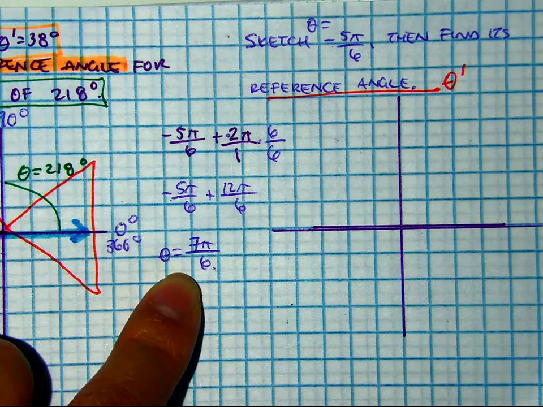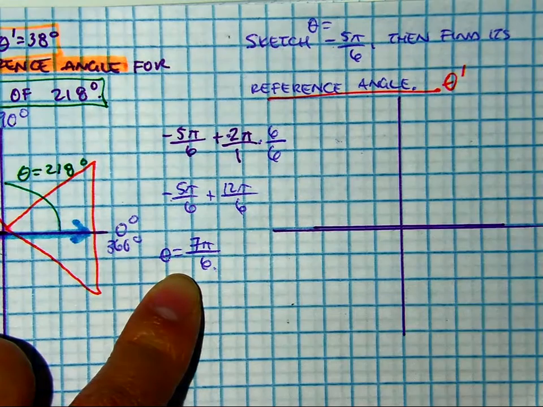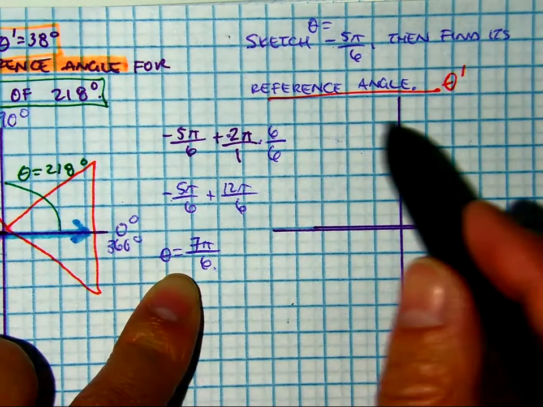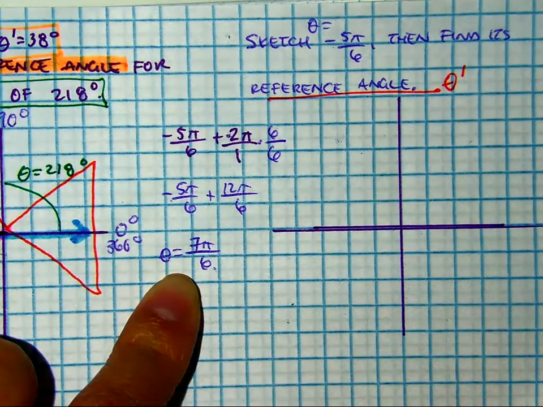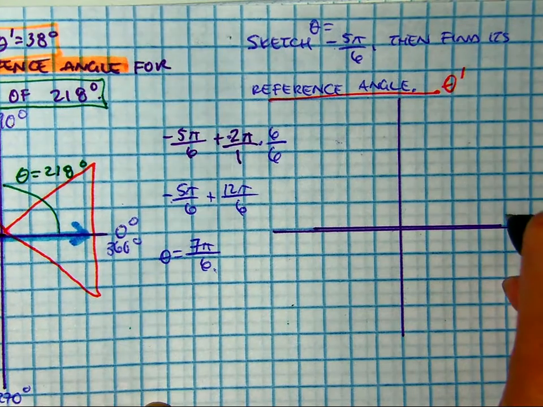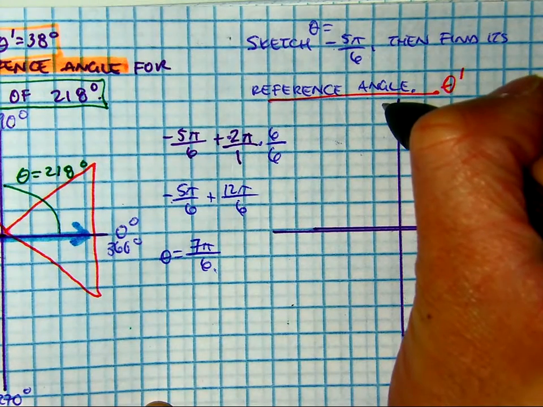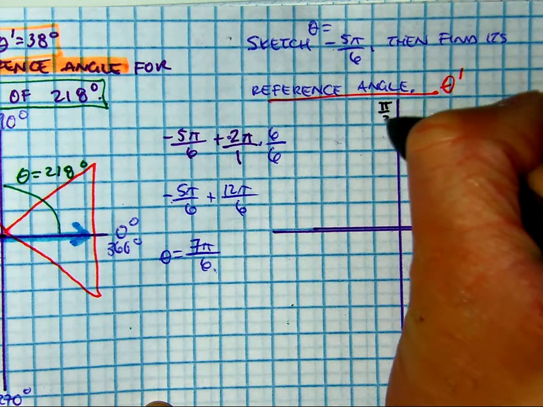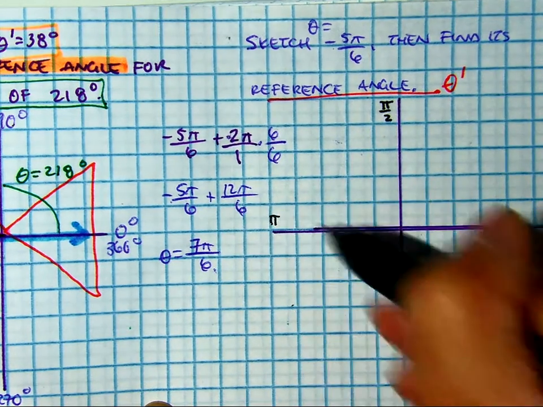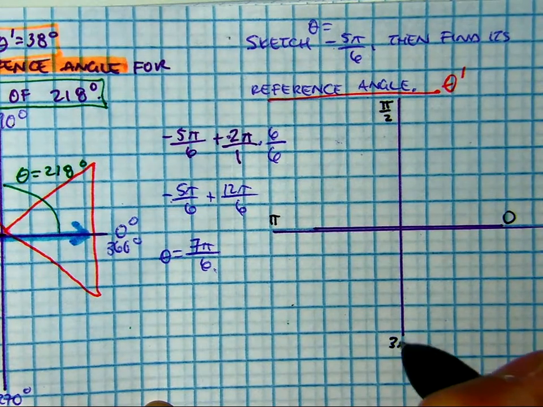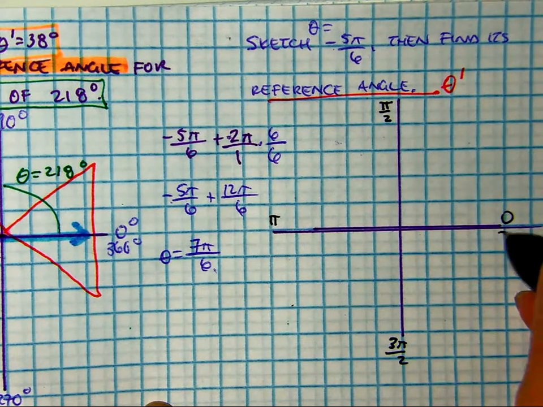Class, let's count the unit circle, with angles measured in radians. Okay, ready, set, go. 0. Pi over 2. Pi. 3 pi over 2. 2 pi.